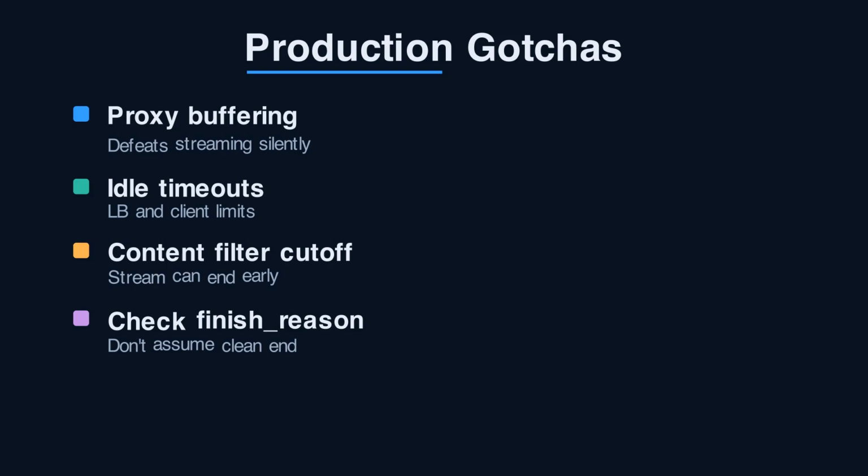Second, timeouts. A long generation can exceed default idle timeouts on load balancers and the SDK client, so raise them deliberately. Third, content filtering. Azure applies content filters to streamed output too, and a flagged span can terminate the stream mid-sentence with a content_filter finish reason. So your client code must handle a stream that stops early. Always check finish_reason rather than assuming clean completion.